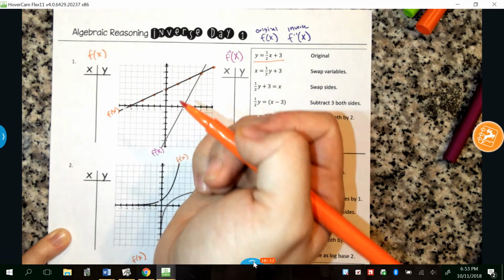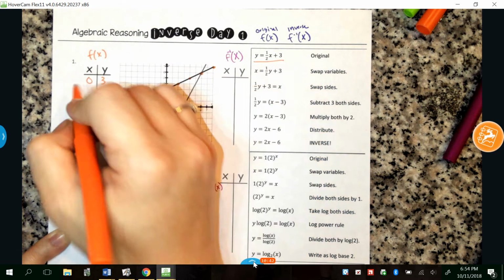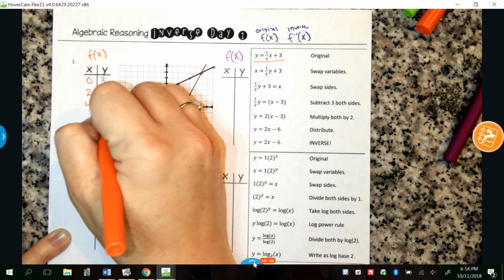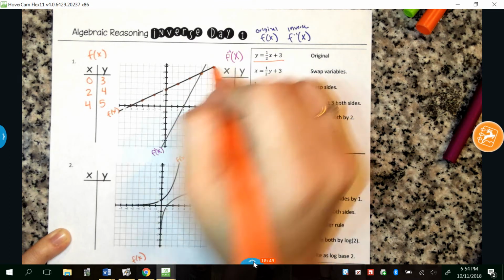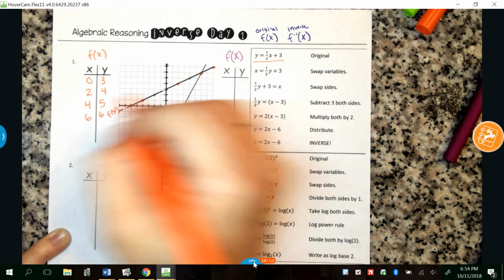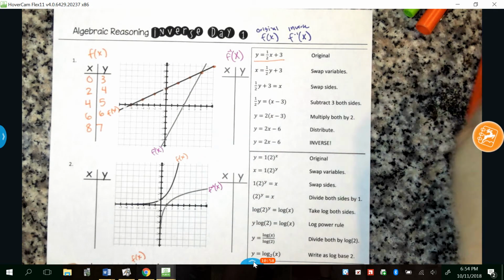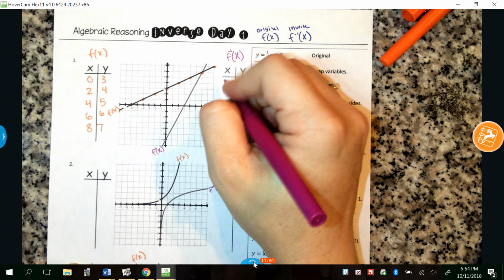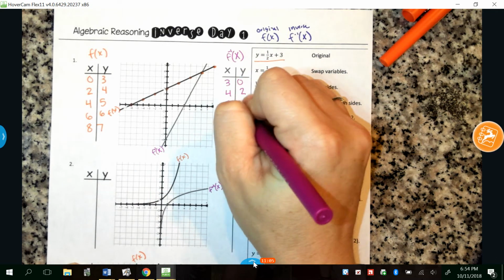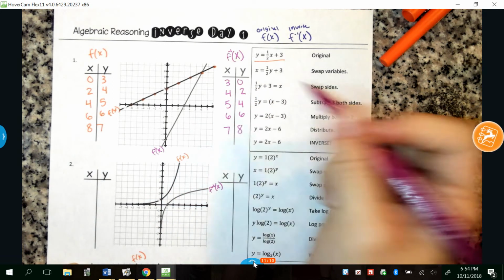So we'll do 0, 3, 2, 4, 4, 5, 6, 6, and then 8, 7. So there's our first one. If I do the inverse, I'm literally going to flip those. 3, 0, 4, 2, 5, 4, 6, 6. That one stays the same. 7, 8.